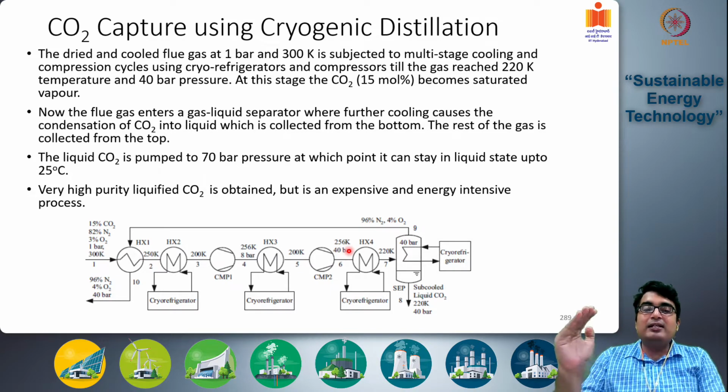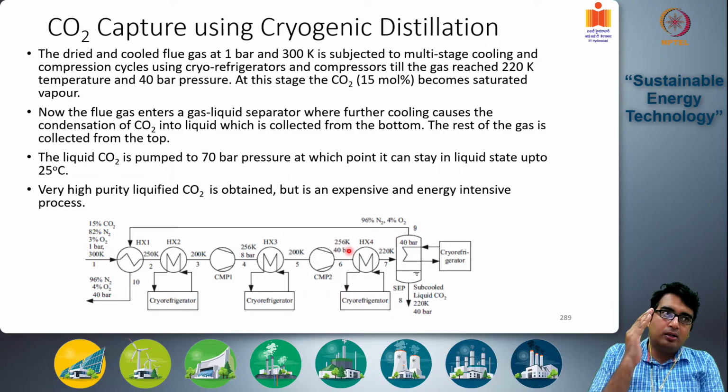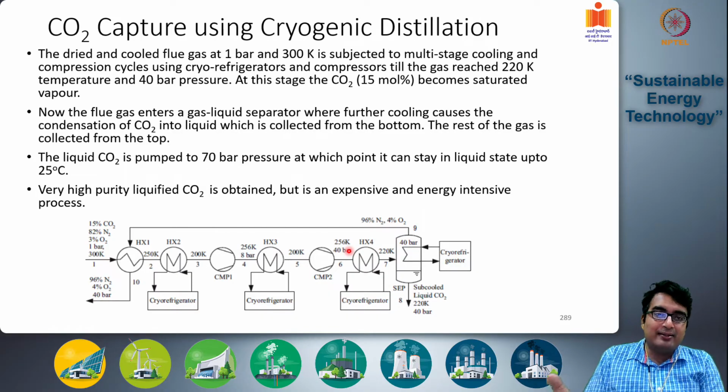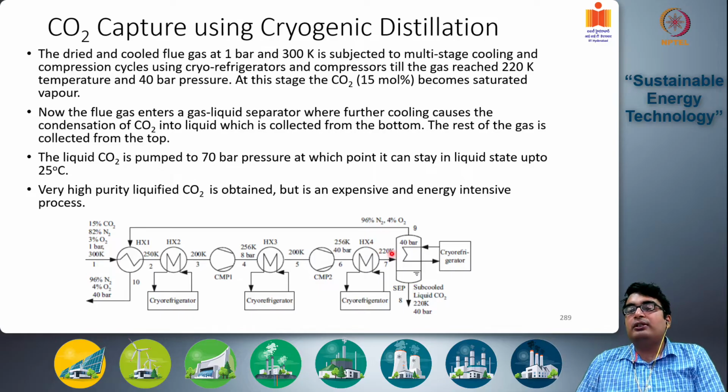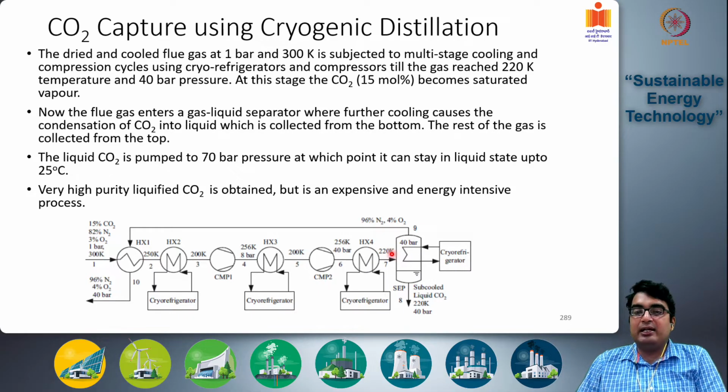So that is why we need a series of cooling and compression cycles, because every compression process is increasing the temperature and the cooling process is decreasing the temperature back down. And the final cryo refrigerator cools this gas at 256 Kelvin and 40 bars to the final temperature of 220 Kelvin at 40 bars.